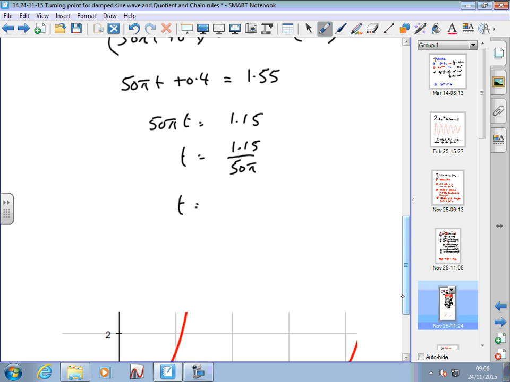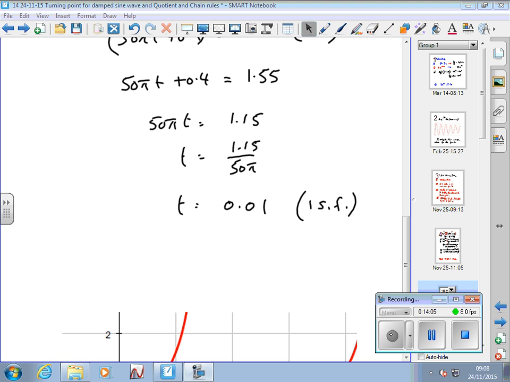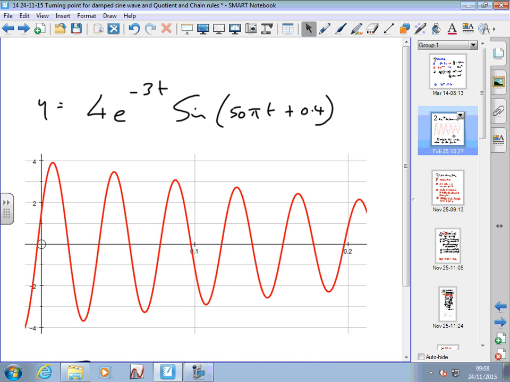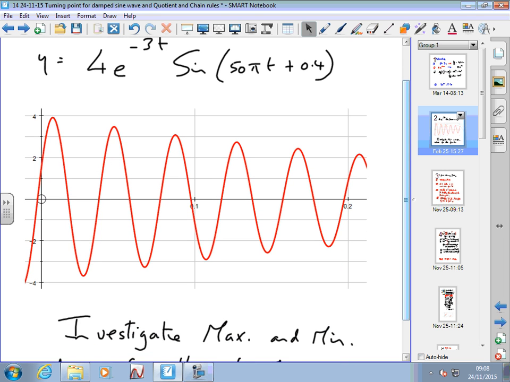So we can work out what that is. To one significant figure, 0.01 seconds is the time we get our first maximum value. So if we look back at the function, that's 0.1 seconds here, so 0.01 seconds there. And if I were to zoom in on this function using Autograph, I'd find that my first maximum occurred at 0.01. At this stage, I don't know whether it's a maximum or a minimum. I mean, if I've plotted it, I know it's a maximum.